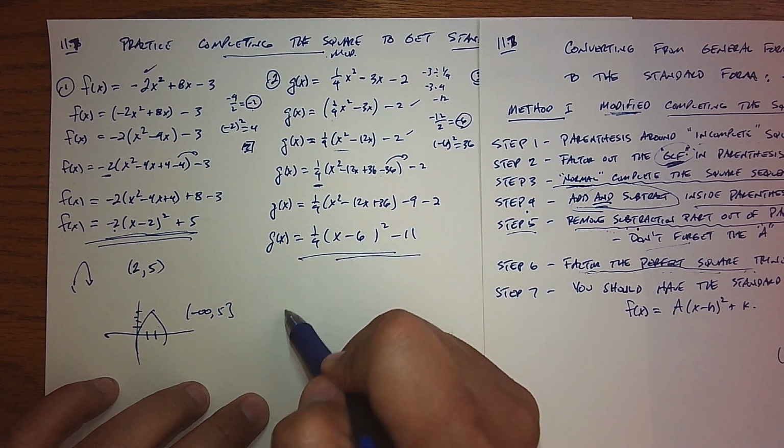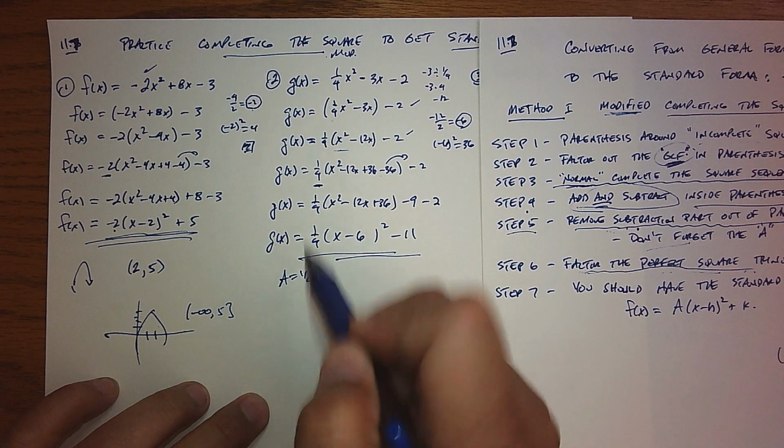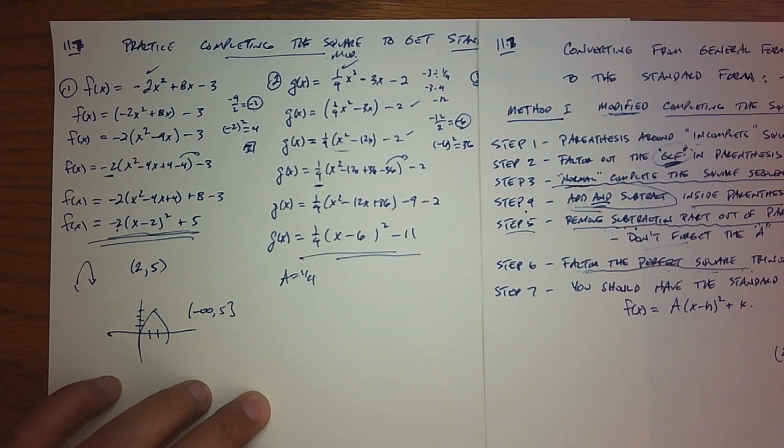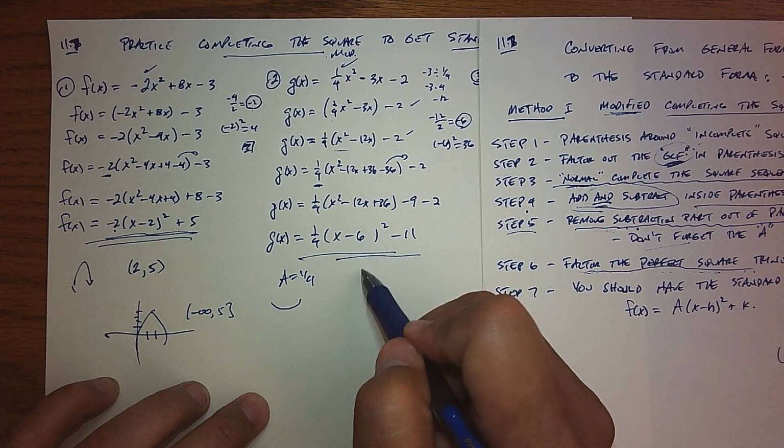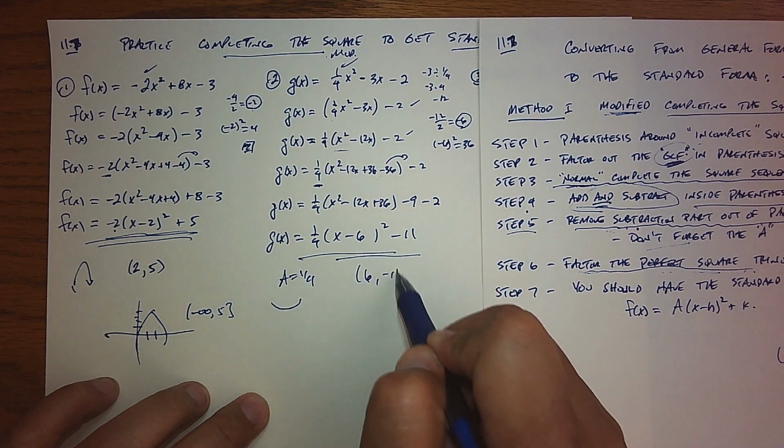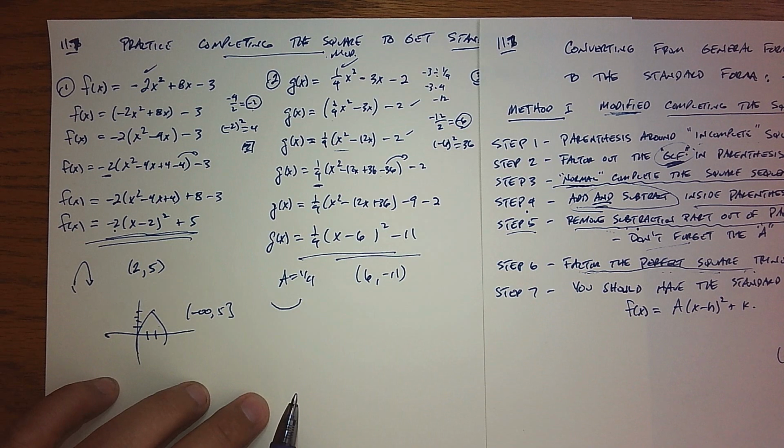So again, thinking ahead, my a is 1/4. As a matter of fact, we knew that from the beginning. So we know we have a parabola opening up that's a little flat and compressed, and it looks like its vertex is sitting at 6, negative 11. So we can answer range questions, create a quick sketch, all that good stuff that we did back in 11.6.